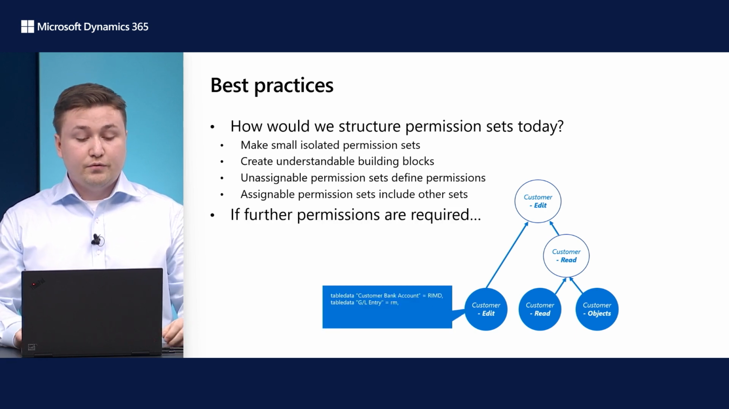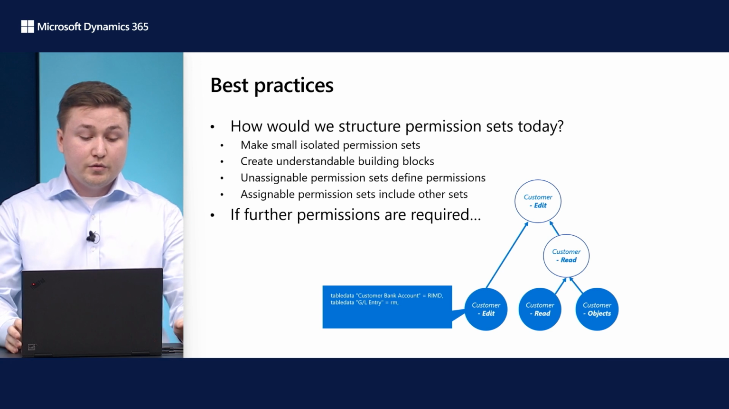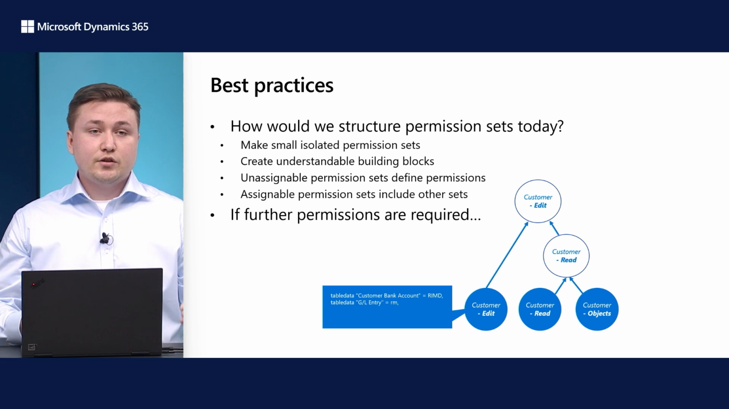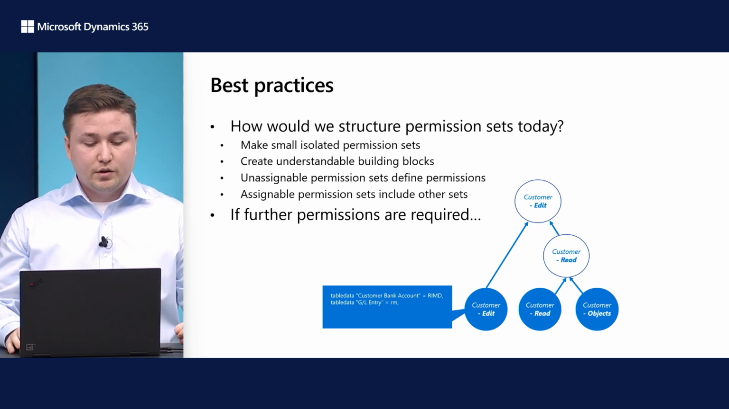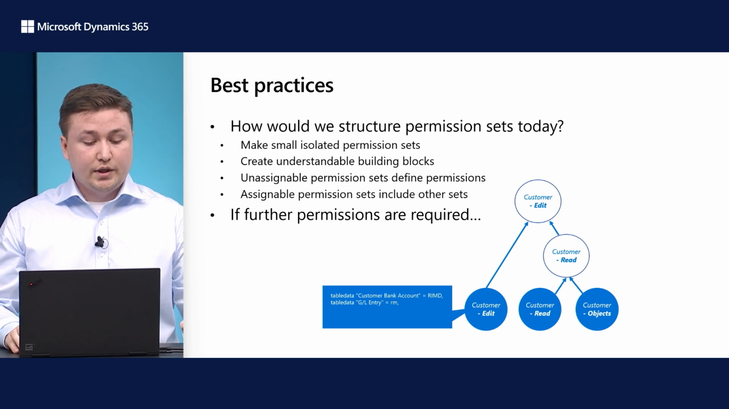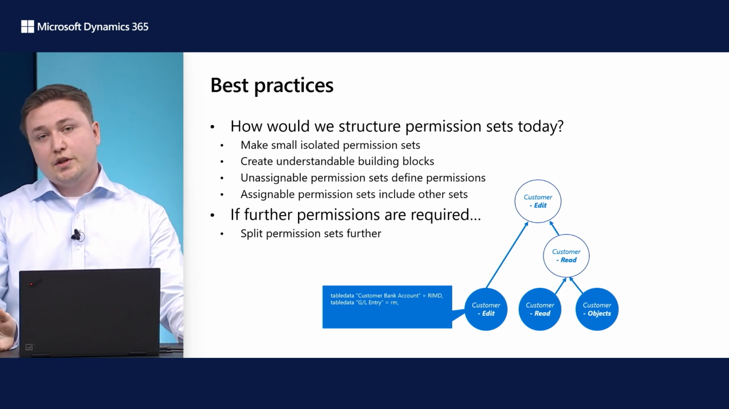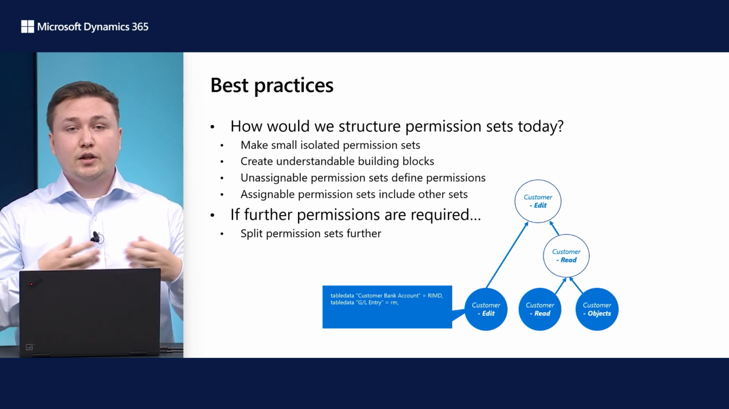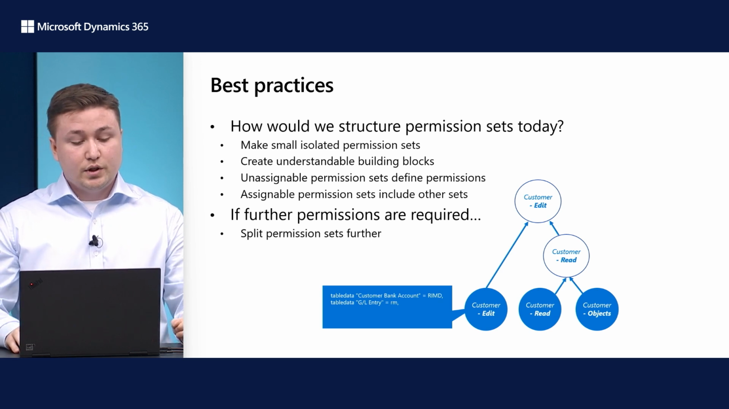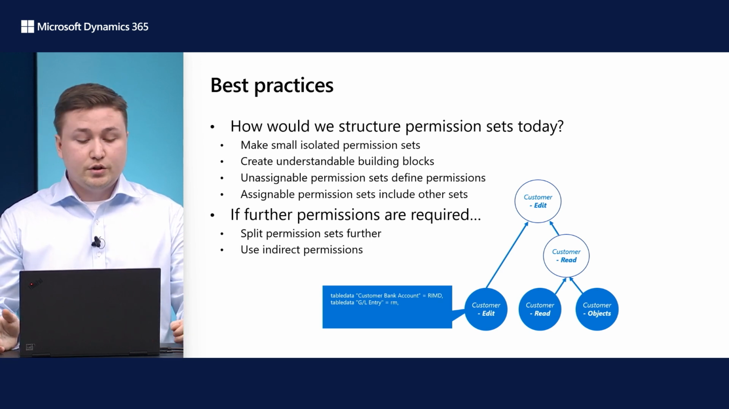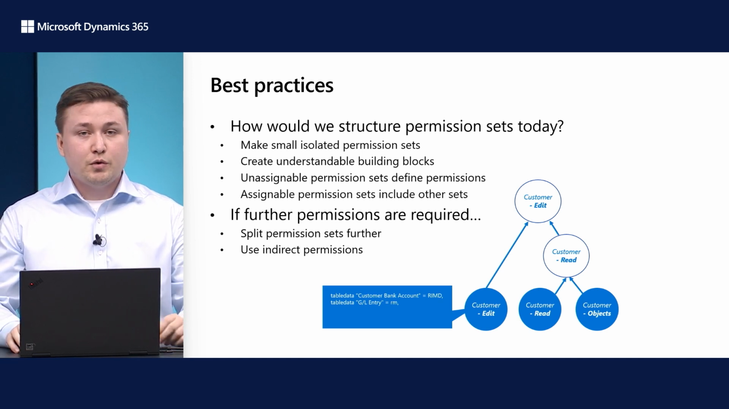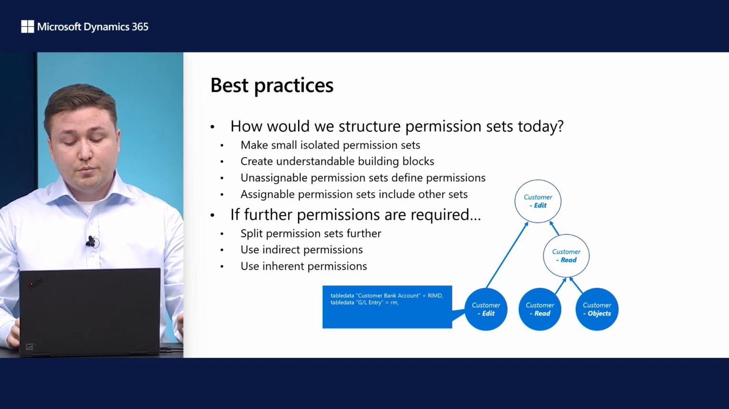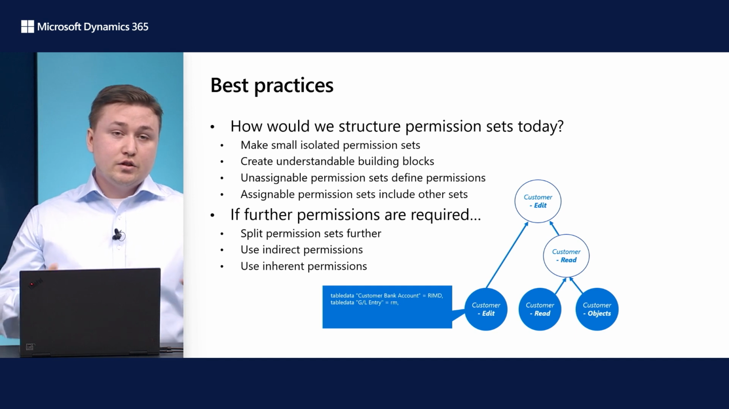But what if further permissions were required? To edit a customer, you would also need to be able to edit the customer's bank account. You would also need access to the GL entry to perform some action on the customer. Well, then it depends on the scenario, right? For some scenarios, we could split the permission set further. We might create a permission set for editing a customer's bank account, and in order to do that operation, you need that permission set as well. We could also use indirect permissions, which you've seen that we've done for GL entry. But what if I didn't want the GL entry there at all? Well, then we also now have the option to use inherent permissions. And this is sort of the end goal, right?